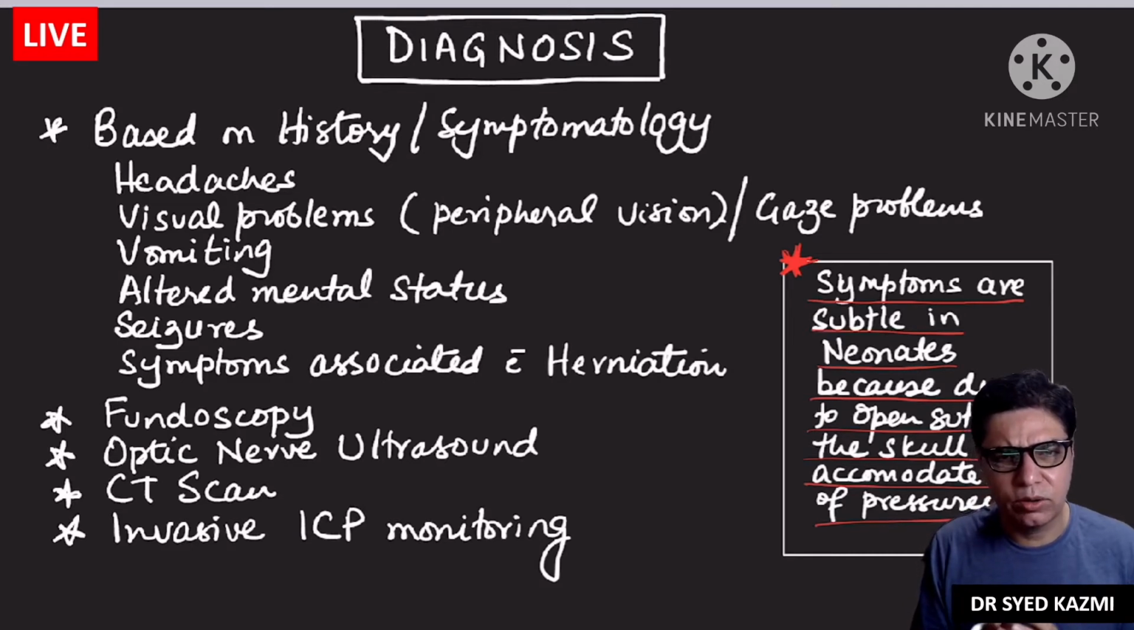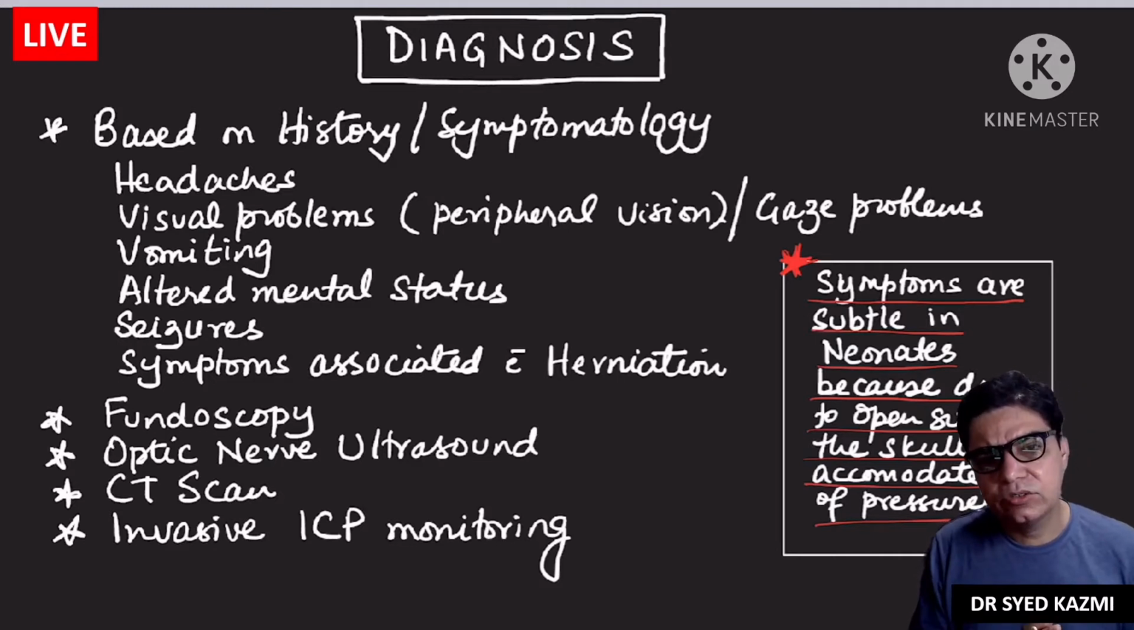Optic nerve ultrasound is another thing. You can look at the optic nerve sheath diameter, and if there is swelling, that diameter increases. So in expert hands, optic nerve ultrasound can also give you an indication whether there is any chance of cerebral edema or not. The most common non-invasive modality that is used to diagnose cerebral edema and its subsequently increased intracranial pressure is CT scan, and we will talk about that in a moment.